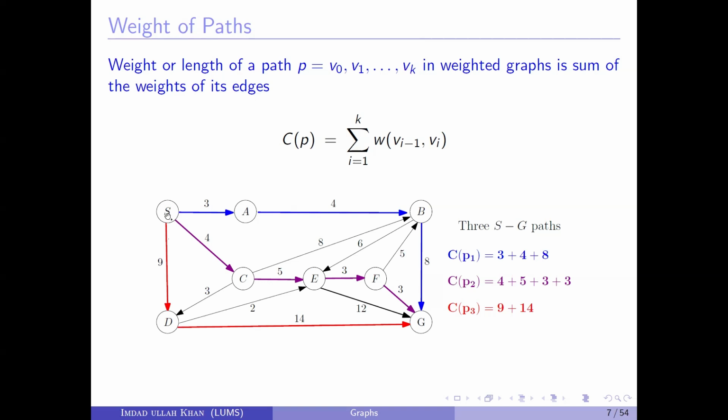The first one is from S to A, then B and G. Its cost is 3 plus 4 plus 8, the sum of the weights of edges. In the same way we have added the weights of different edges which are part of the respective paths. With different paths, different costs. When we say shortest path, we are interested in the smallest amongst all of them.